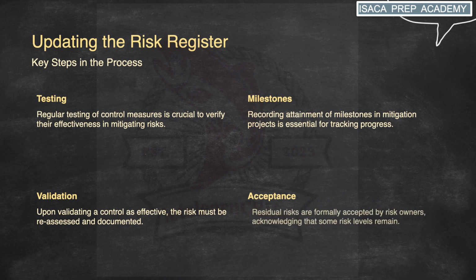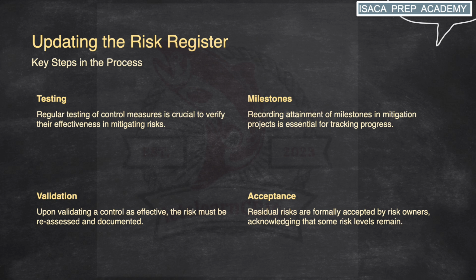Next is about the acceptance. Acceptance of the residual risk involves a formal acknowledgement by the risk owner that a certain risk level persists even after mitigation efforts have been implemented. Residual risks are those that remain after the risk mitigation measures have been applied and represent the remaining level of risk exposure that the organization is willing to accept.